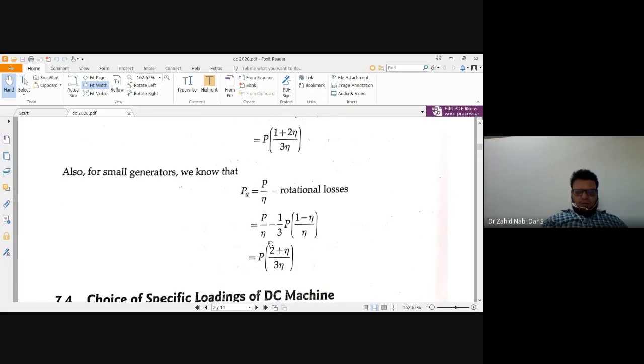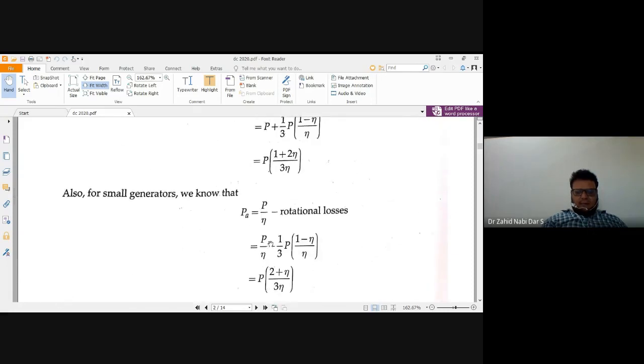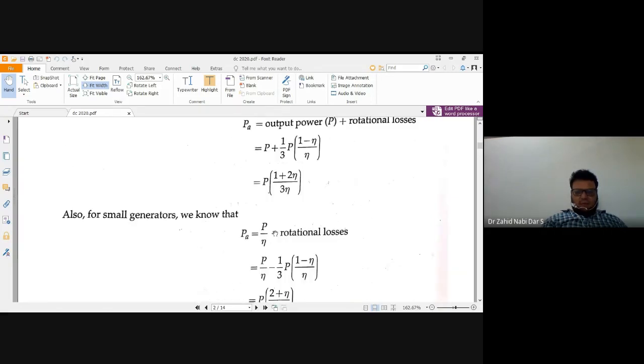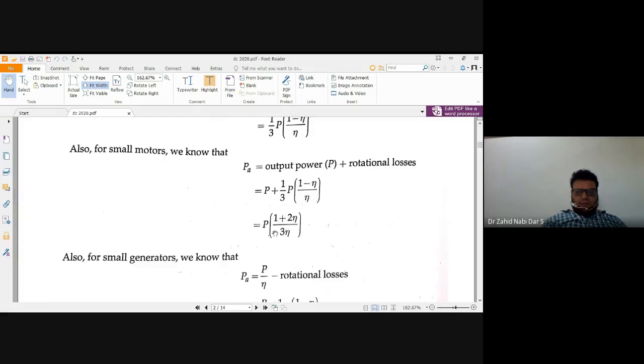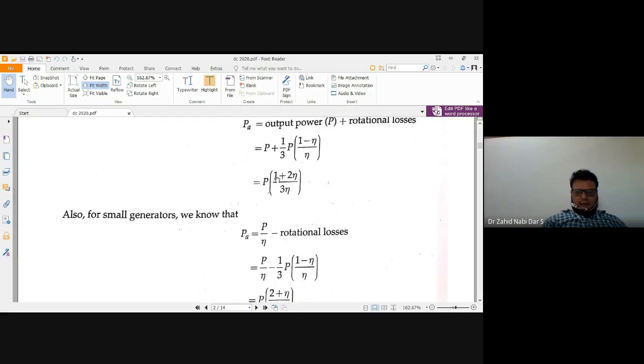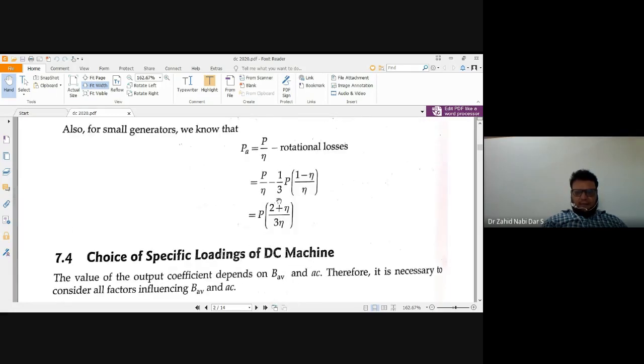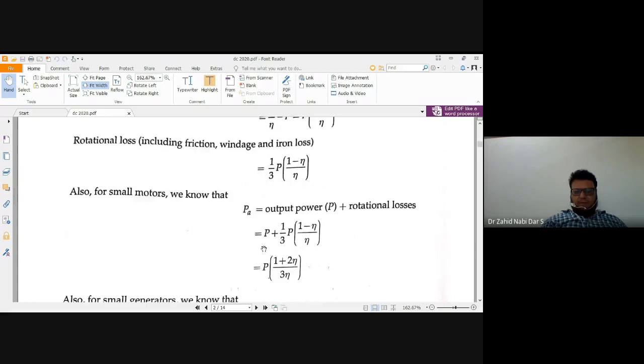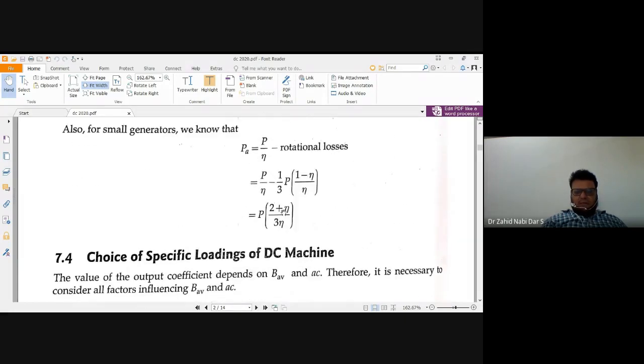So you noticed one thing. Here for the generators, 3 efficiency is there, and instead of 1 there is 2 for the generators, but for the motors you have 1. The only difference in the formula is that here there is 2 and here there is 1. Means your 1 plus 2 efficiency gets changed into 2 plus efficiency. If you remember one formula, then you can interchange in the numerator and get another formula. If you remember the formula for the motor, you can remember the formula for the generator.